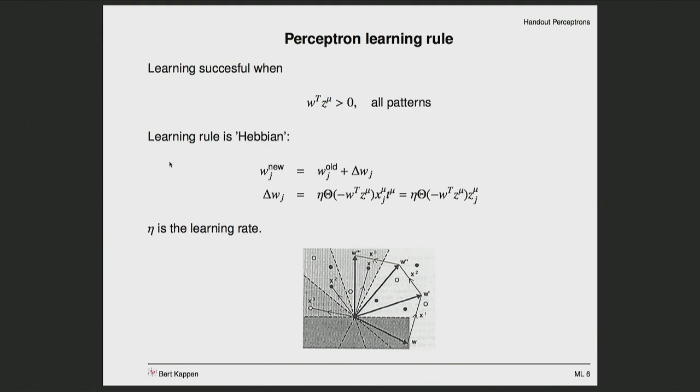Then with this one, we're done with our data set, we go back to the first pattern, which is this one, has a positive inner product, we don't have to do anything. We look at the second one, we get a positive inner product. We look to the third one, we have a positive inner product, learning is terminated.